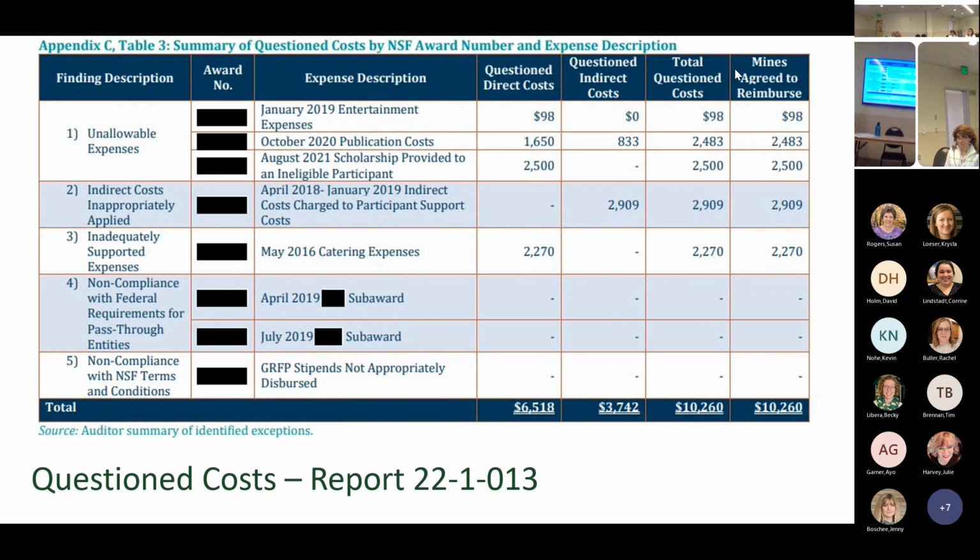Let's see, number 4, non-compliance with federal requirements for pass-through entities. Pass-through entities are subawards. This one is sponsored programs, really. Truly, deeply, probably not for you guys, but just as an awareness. This finding was because they didn't do a risk assessment of their subawards before issuing them.